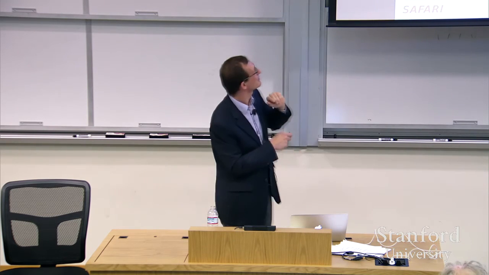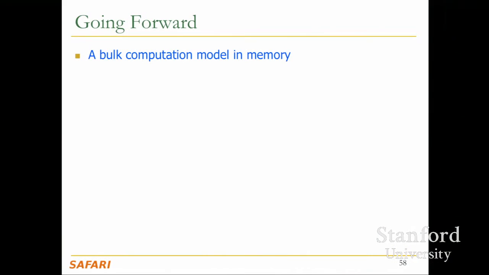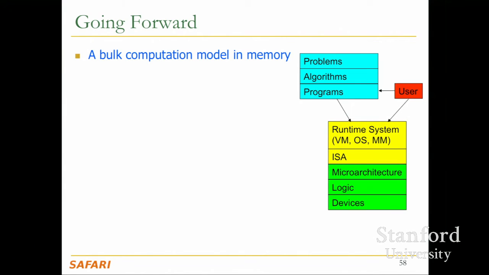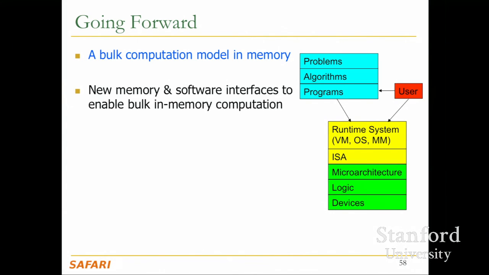Basically, where we're taking this, we want a bulk computation model in memory. We have some mechanisms for the inversion. It's not as easy as AND and OR. But there are different ways of thinking about it and doing it. But maybe I'll talk about that later at some point. But I think this is very interesting. Maybe I should put the bulk in parentheses because, as Subhashis mentioned, there could be other ways of doing the computation internally in chip. But this basically requires new memory and software interfaces to enable in-memory computation.